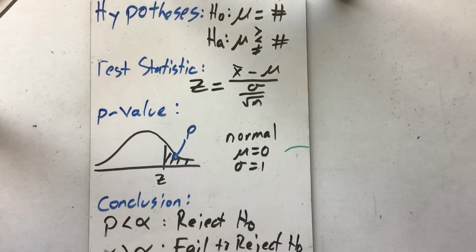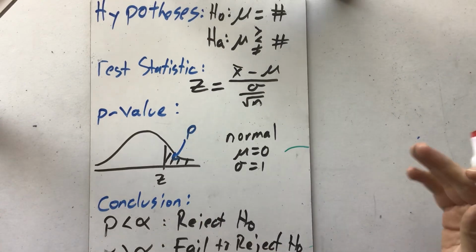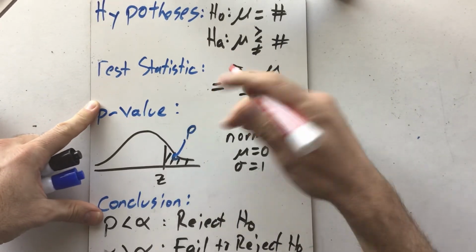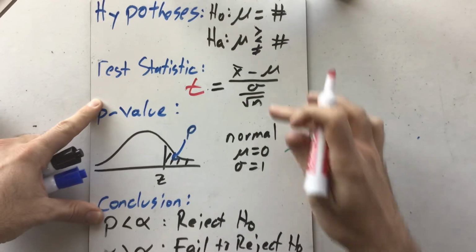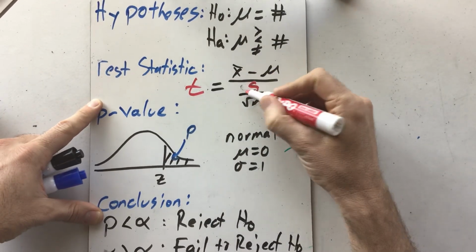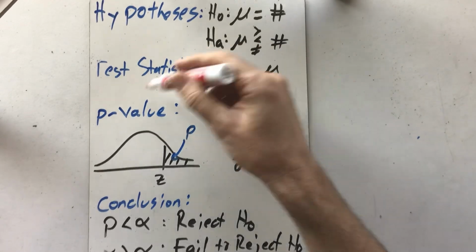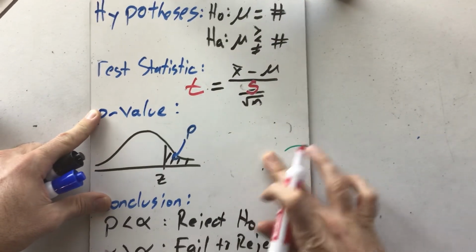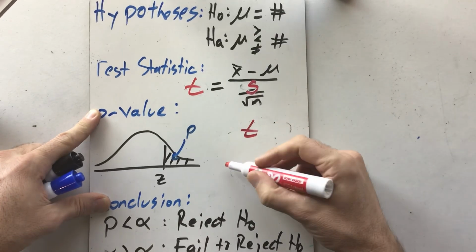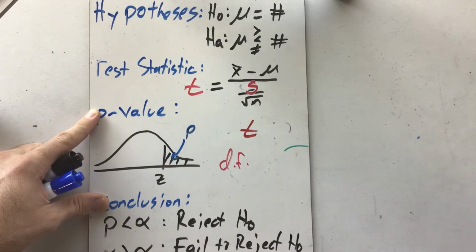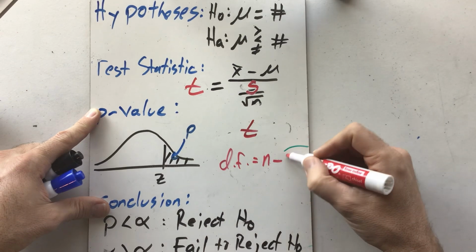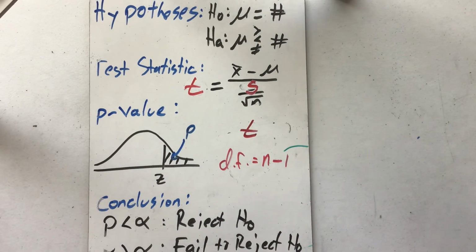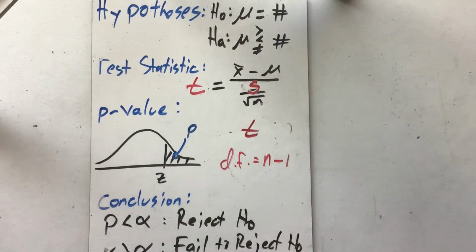Well, if you remember previously, whenever we had an S, we only had to make 2 changes to the problem. Instead of Z, we used a T. Instead of a sigma, we used an S. And that was all. The whole problem stayed the same. And now, instead of using a normal distribution, we used a T distribution. And then we had to calculate the degrees of freedom. And the degrees of freedom was always n minus 1. So whatever the number was, we subtracted 1 from it.